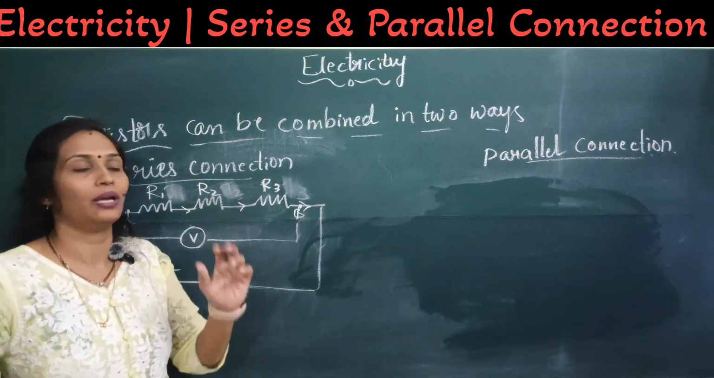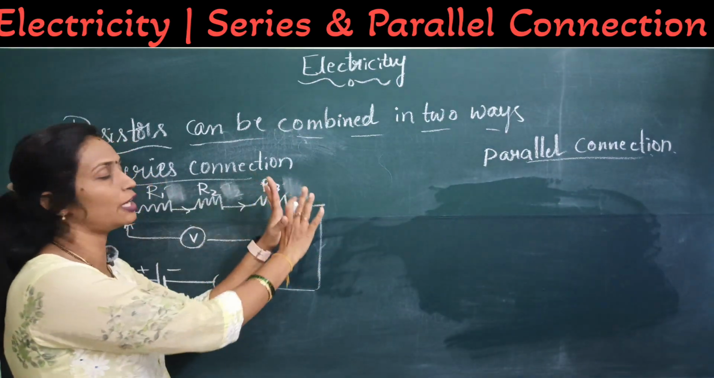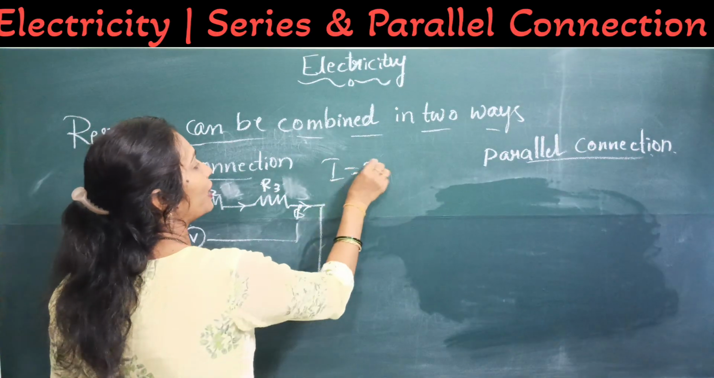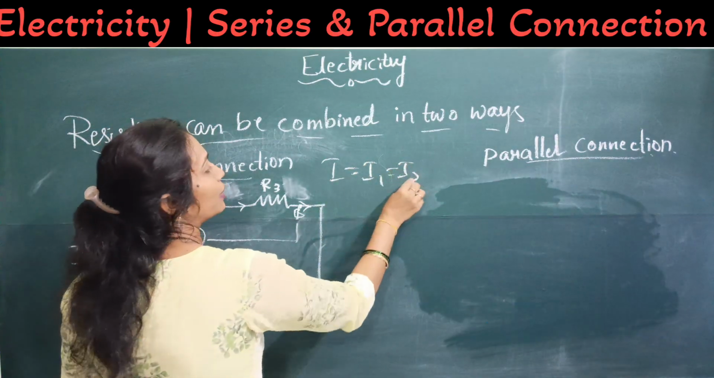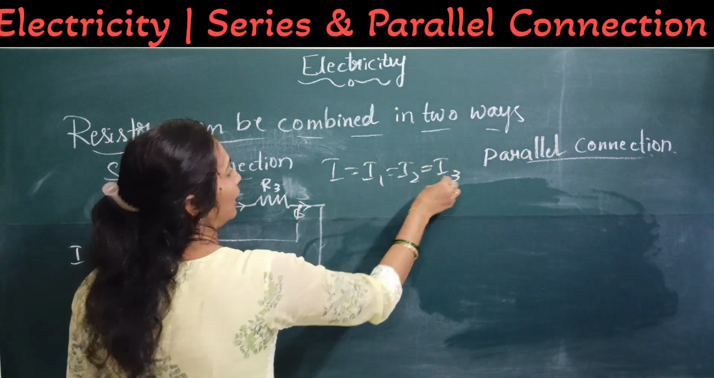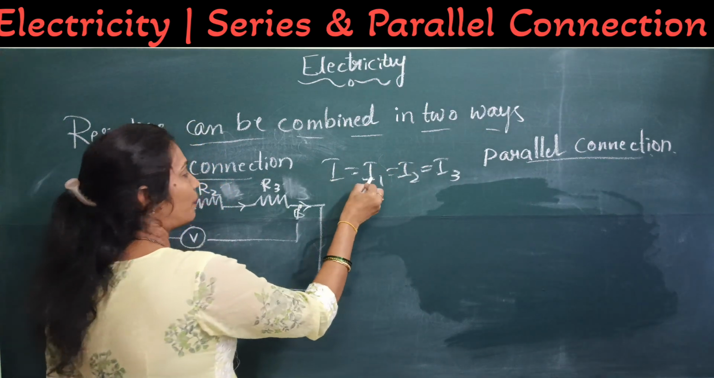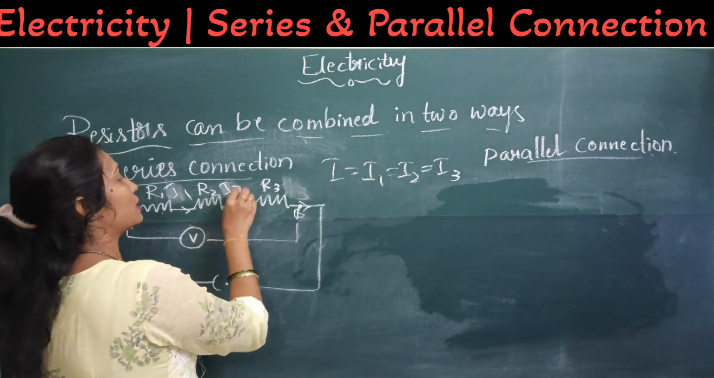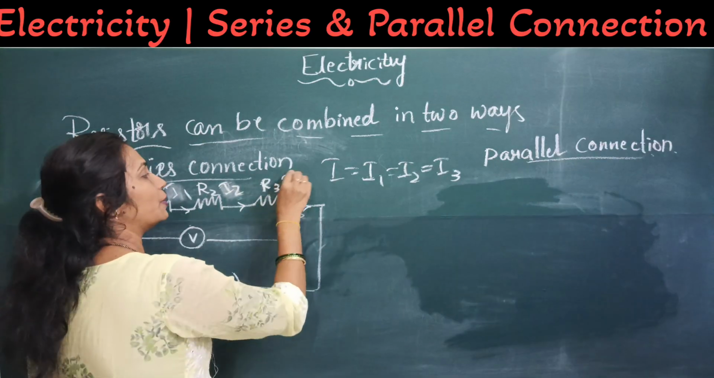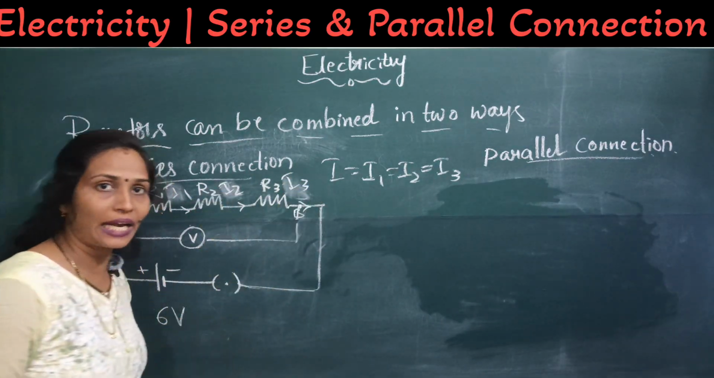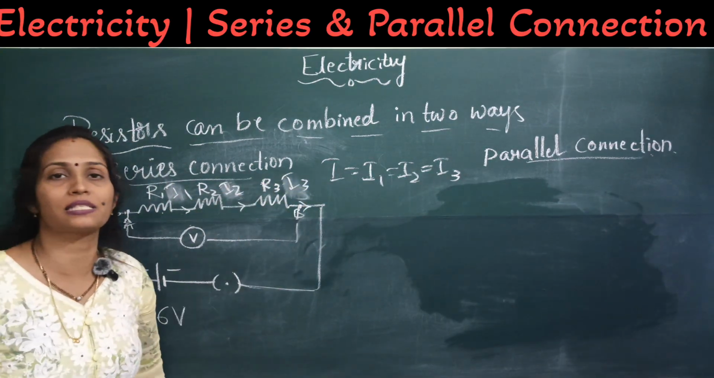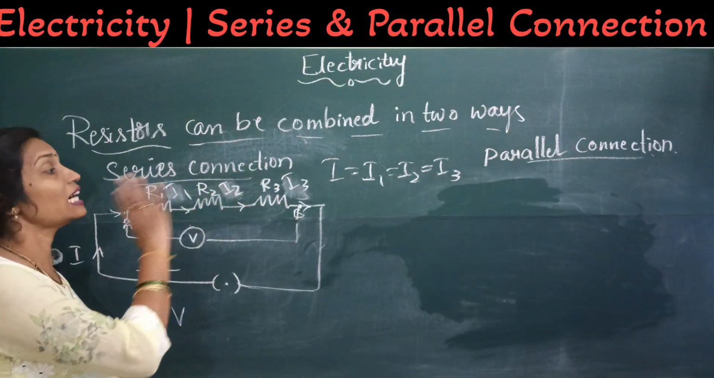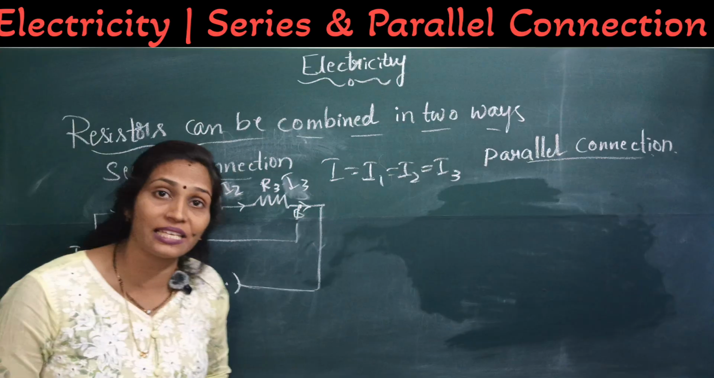Current is the same. It is equally shared by all the resistances. It means I is equal to I1, I1 is equal to I2, and so on for I3. This is the current passing through resistance R1, this is the current passing through resistance R2, and I3 is the current passing through the resistance R3.